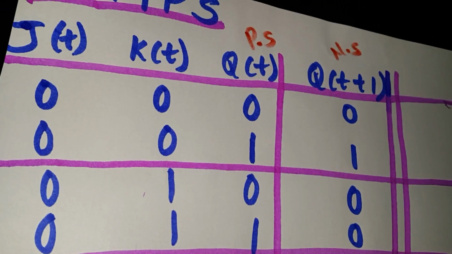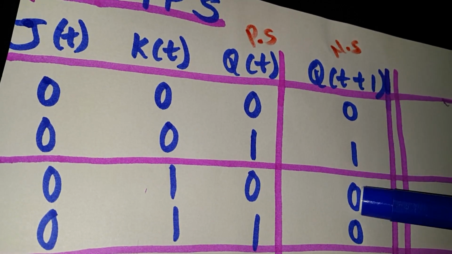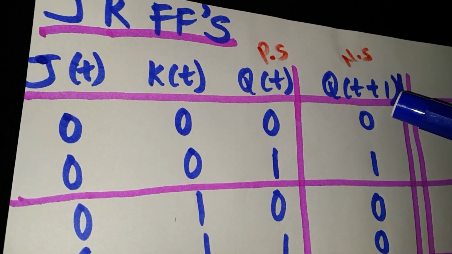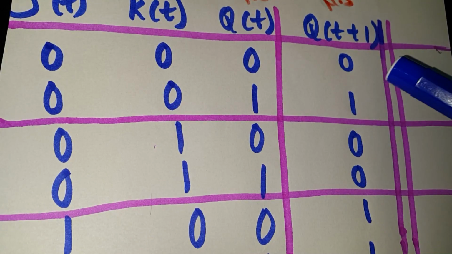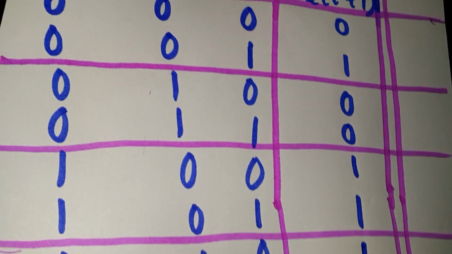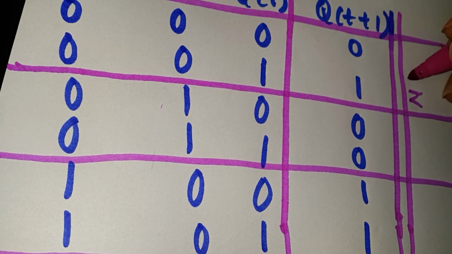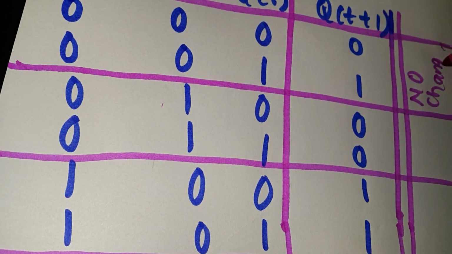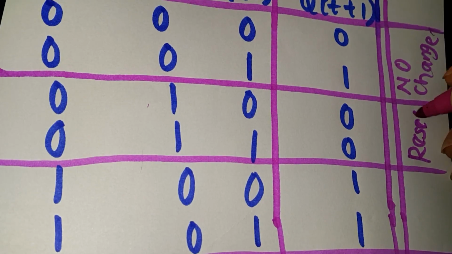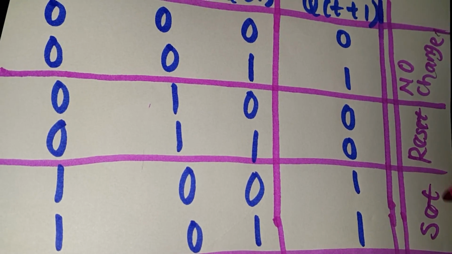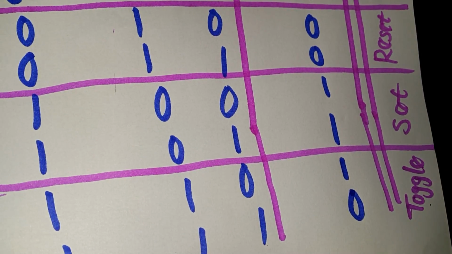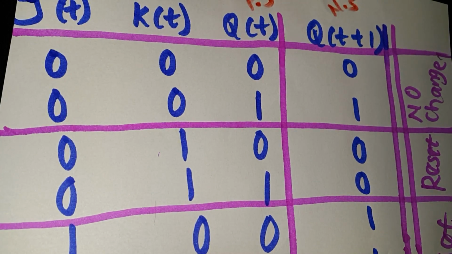So for SR we have no change, reset, set, and the last one is undefined. But for JK we have no change, reset, set, and toggle. Let me write it down. No change, reset, set, and toggle. So these are the things we have.